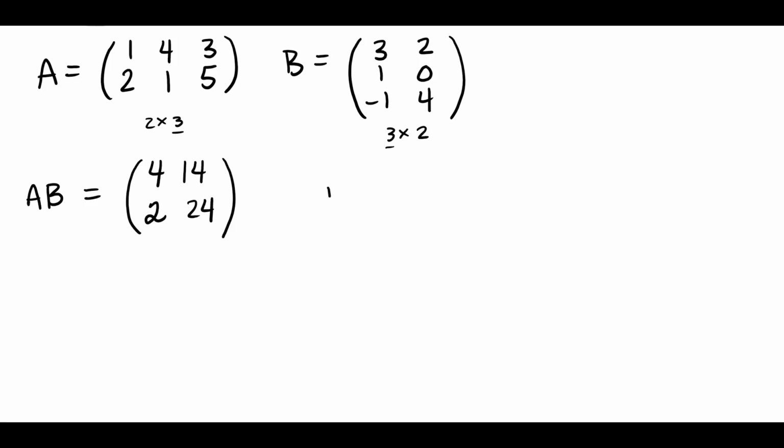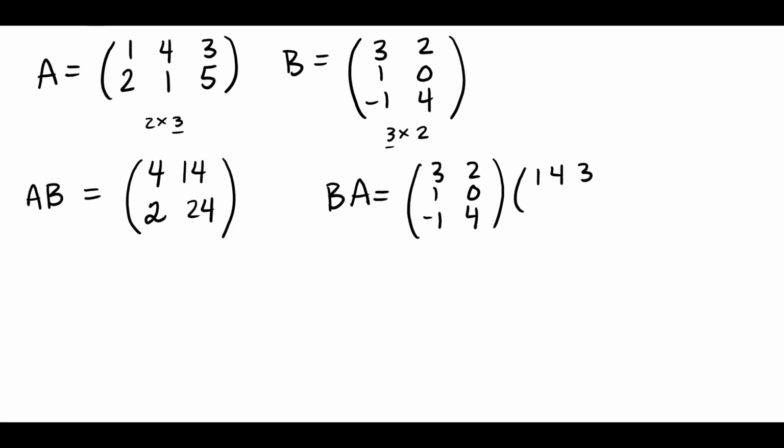So that's AB. Now if we did BA instead, I would have 3, 1, negative 1, 2, 0, 4 times A. There's a reason I did a 2 by 3 and a 3 by 2: I know I can multiply them. Let's see what we get here. I'm going to do the same thing, except I'm going first row in B and first column in A, so it's going to be a little different because B is going first. So I have 3 plus 4 is 7. First row, second column is 12 plus 2 is 14. Then first row, third column, 9 plus 10 is 19.